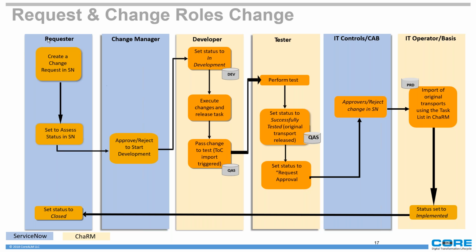For example, in Charm, this is where the requester needs to go. If it's not the same as the developer, they need to go and make sure to review the changes and close the incident back in ServiceNow.